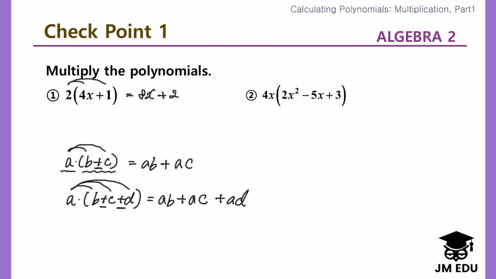Number 2, 4x, monomial times trinomial. So 4x times 2x squared, that's 4 times 2, 8. X times x squared, that's x cubed. 4x times minus 5x, that's going to be minus 20. X times x, x squared. 4x times 3, that's 12x.